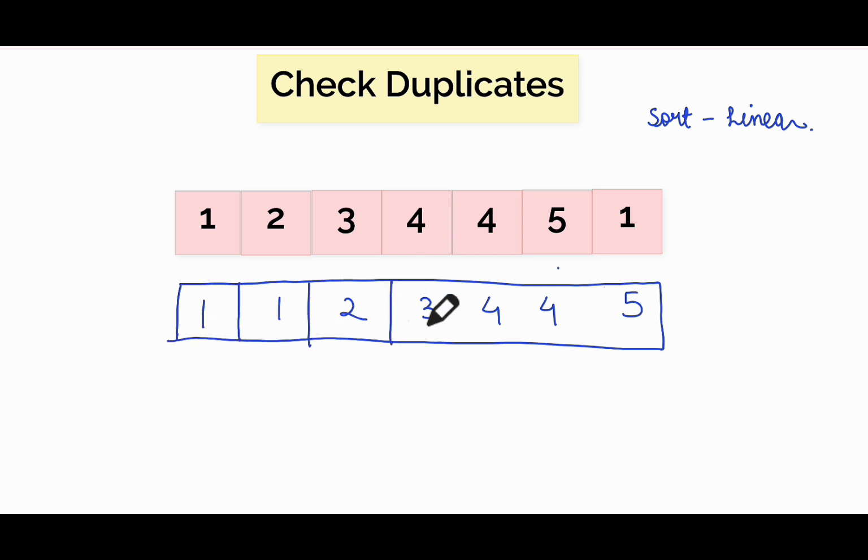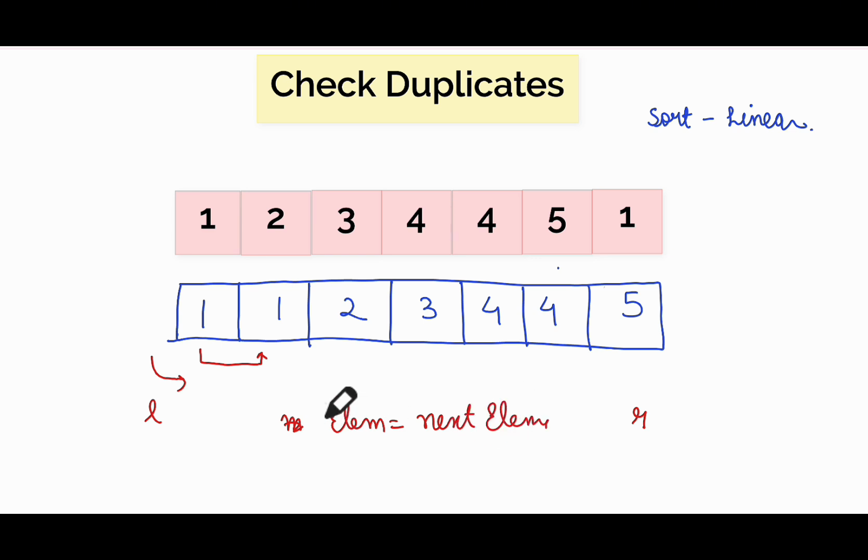Now let's understand the next concept which we are going to use here: we are going to start iterating from this element from left to right. Now we will compare every number with the next number. If we see any number for which the element is equal to the next element, if there ever comes such a condition, it means there is a duplicate and we will return true.